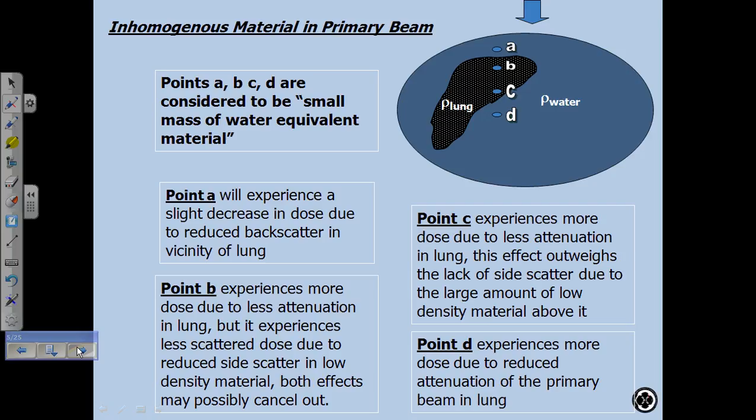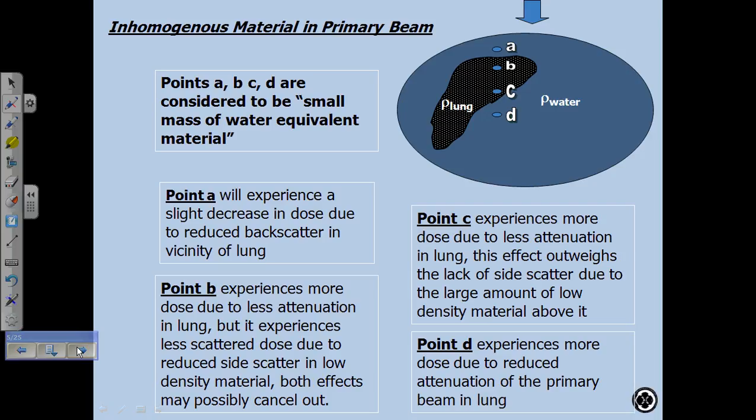Okay, so let's look at some examples on how we correct for this. So inhomogeneous material in the primary beam. This is a representation of a very nice oval patient. Photons coming down, and we have 4 points of interest that we're going to look at. And we have a dark lung, smoker, okay? So we have a point of interest above the lung. We have one inside, kind of near the interface, and one further down on the interface, and then one beyond the interface lung. And this is the density of water, and this is the density of lung. And we're going to look at how the heterogeneity affects those 4 points.